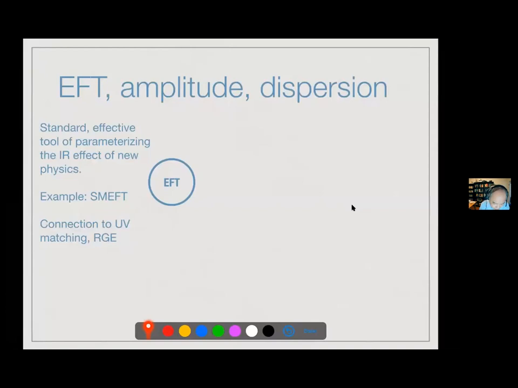Coming with EFT, there's this whole machinery. Again, it's familiar. There's a way to connect it to any UV completion by matching and RGE running.